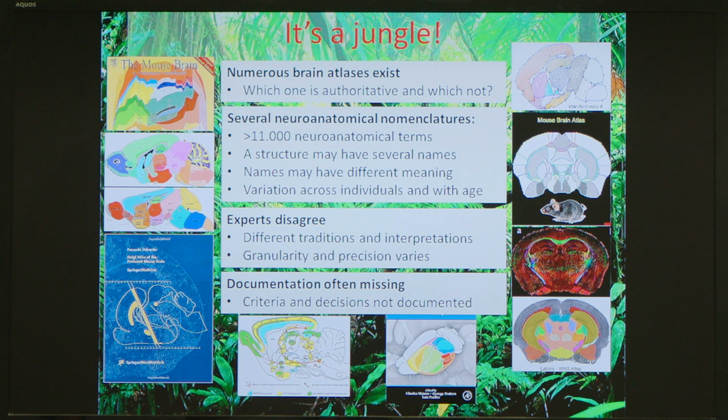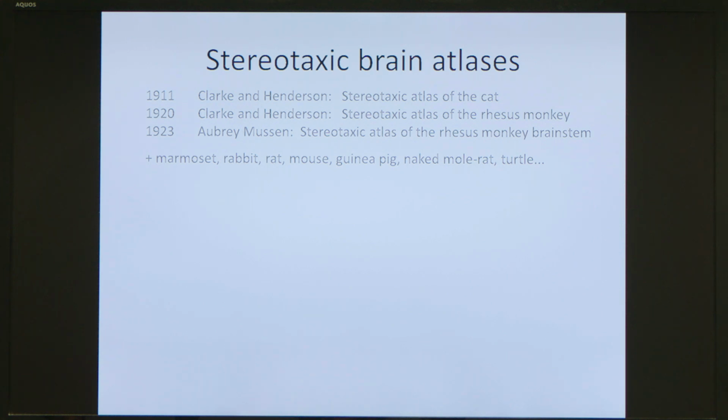And another problem also is when you read research data is that documentation often is missing. So that people say, well, we stuck our electrode into the CA3 region of the hippocampus, but they fail to report which atlas they have consulted or how they made sure that this was indeed the target they hit. And of course, stereotaxic atlases are a way to navigate in a reproducible way, and it has a long history.